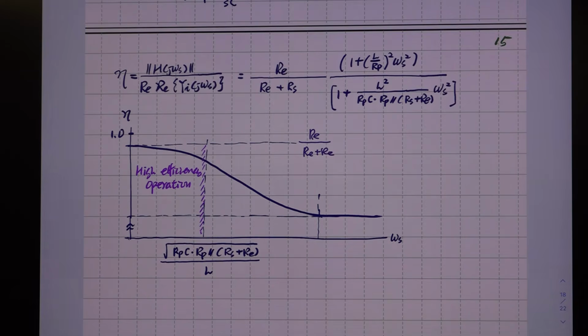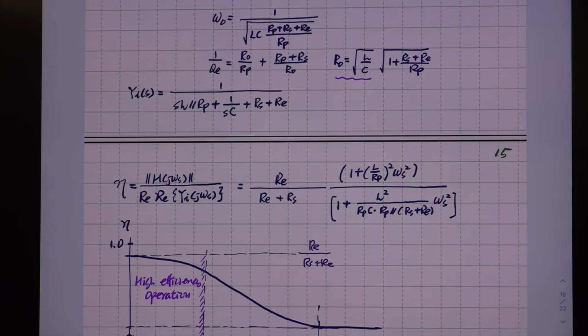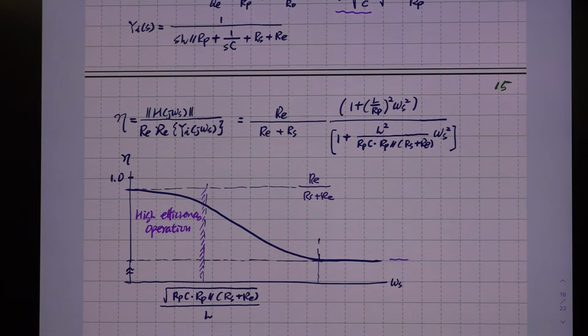RS, I'm sorry. This one is RS, this one is RP, parallel resistance, series resistance. So maybe you have some numbers, you can estimate the maximum efficiency you can achieve. Efficiency goes down if switching frequency increases toward higher frequency, and it will be saturated at some point, and this is the volts efficiency. You can achieve RE divided by RS plus RE. All right?